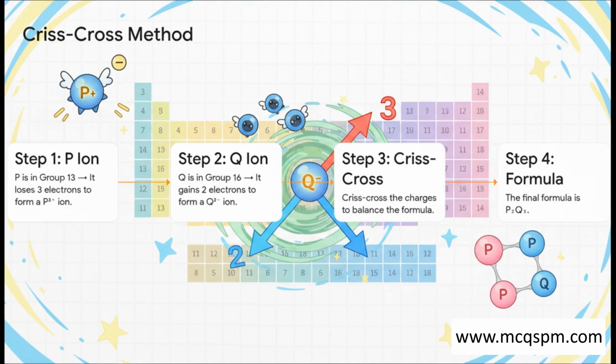Let's walk through this. Element P is in group 13. Now for groups 13 through 17, you just look at the last digit to find the valence electrons. So group 13 has 3. It's a giver. It loses those 3 electrons to form a P3+ ion. Easy.